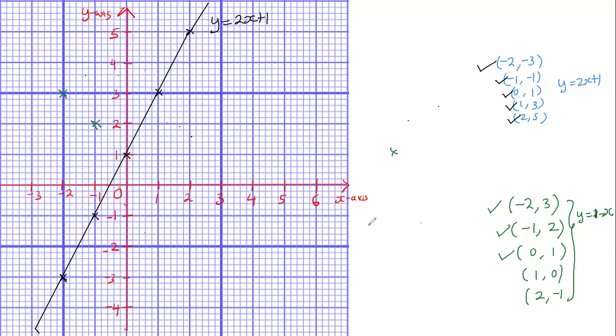I go to the next one: 0, 1. 0, 1 is here. I go to the next one: 1, 0. 1, 0 is here. I go to the next one: 2, negative 1. 2 and negative 1 is here.